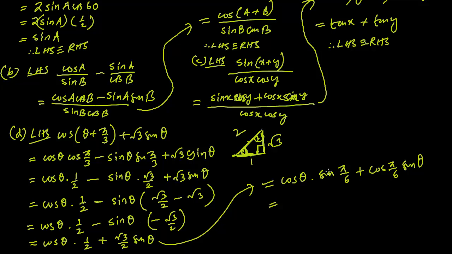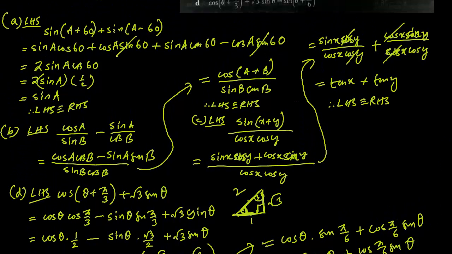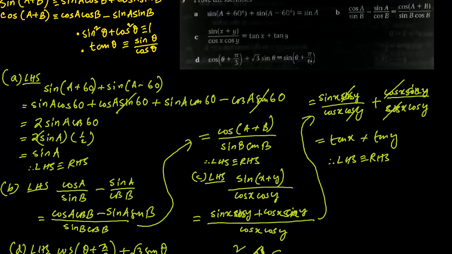If you remember, this is cosine plus sine cos. If you follow the angle, cos is theta, sine is pi by 6, cos is pi by 6, sine is theta. So it is like this: sine pi by 6 cos theta plus cos pi by 6 sine theta. So we can write it as sine a plus b. So a is pi by 6, b is theta, and that's exactly what we had to prove over here. So let's check: sine theta plus pi by 6.